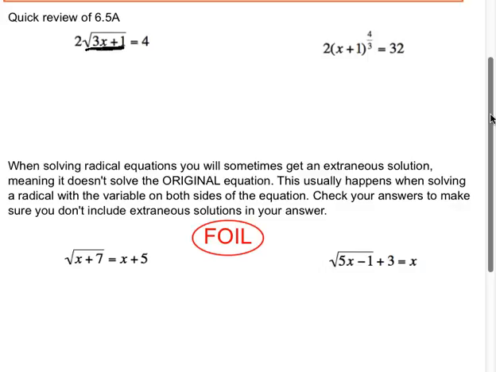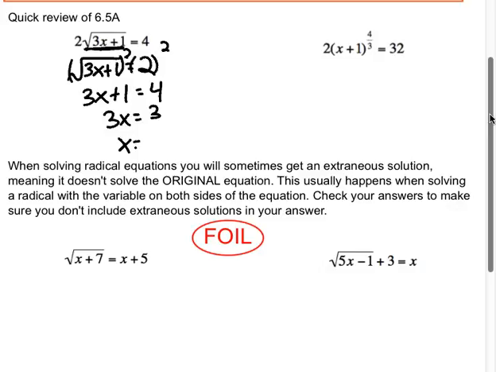So if I want to isolate that square root piece, I need to divide by 2. So I divide both sides by 2. And now to undo a root, I need a power, right? So to undo a square root, I'm going to take both sides and square them. So that undoes the root, and then 2 squared is just the number 4. Subtract 1, divide by 3, and there you have it.